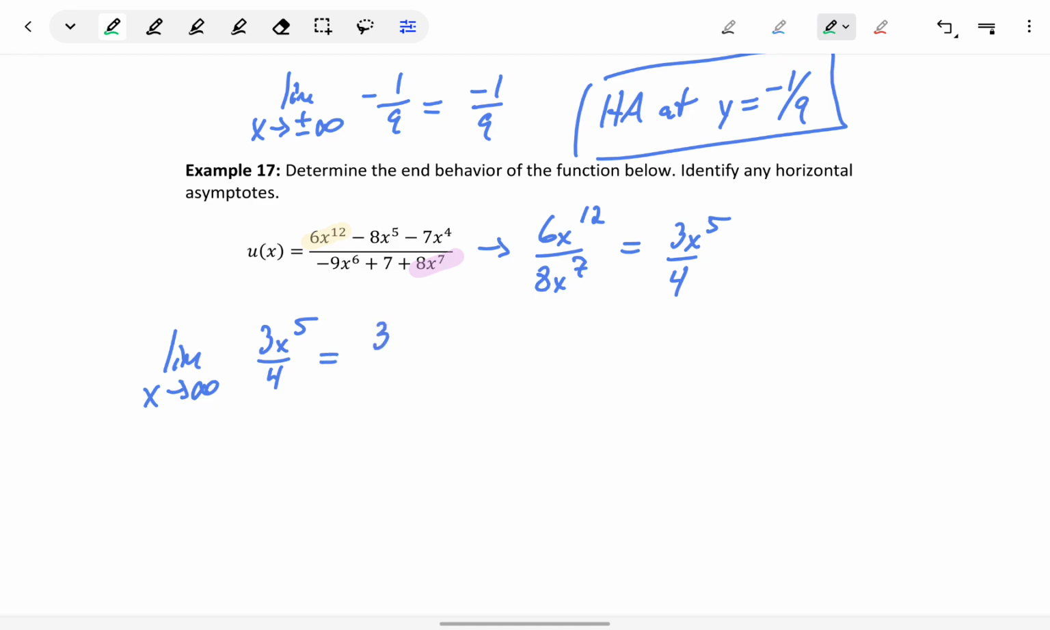Since we're plugging in positive values, that will be a positive value raised to an odd power. So that stays positive over 4. And our limit as x approaches infinity will be positive infinity.